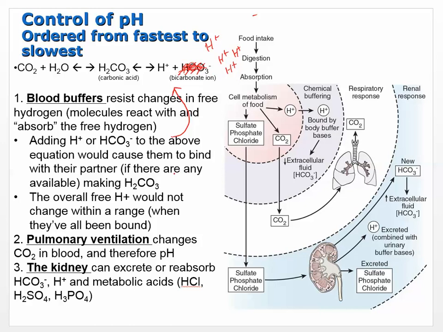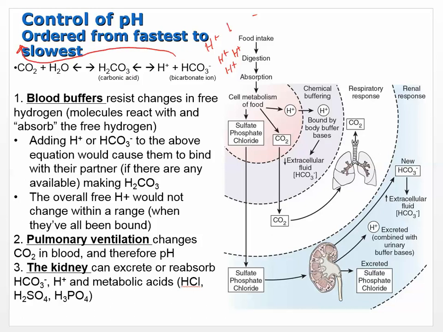So the overall free hydrogen would not change within a range, and that range would be when they've all been bound. Okay. So pulmonary ventilation. What we do is we end up breathing faster when our pH gets lower.